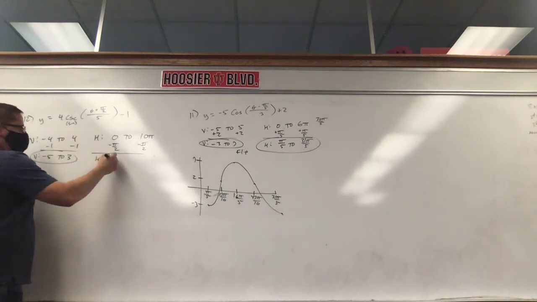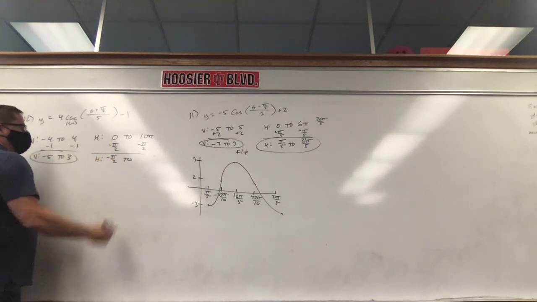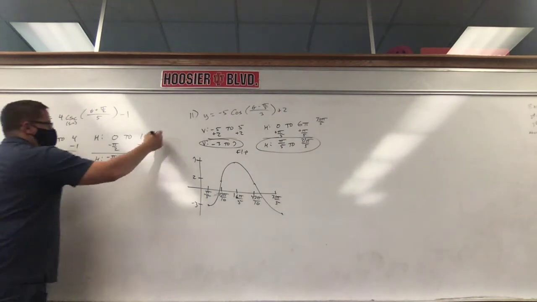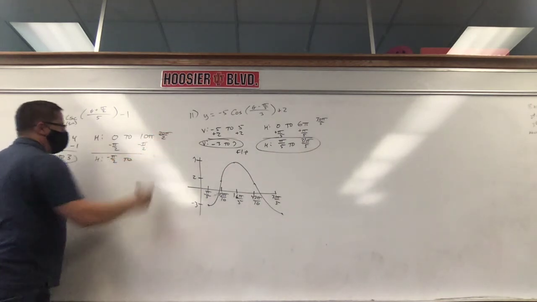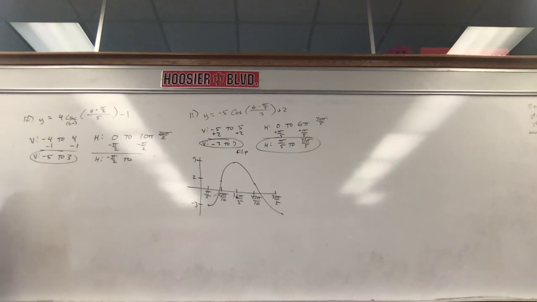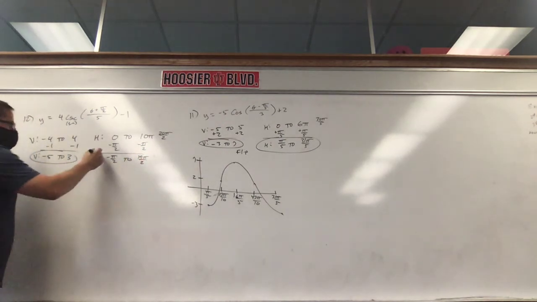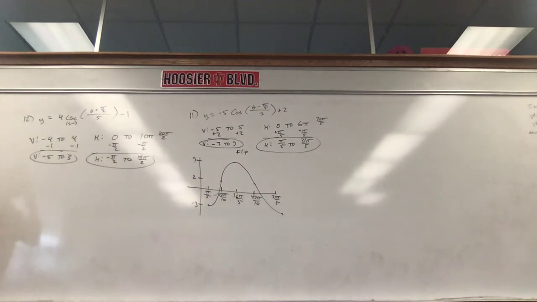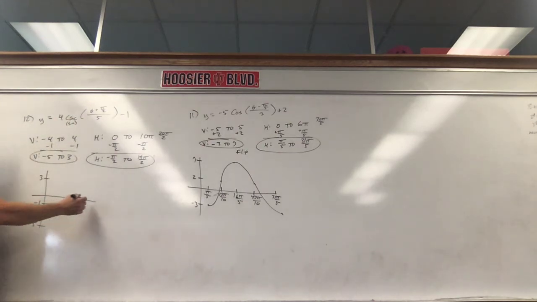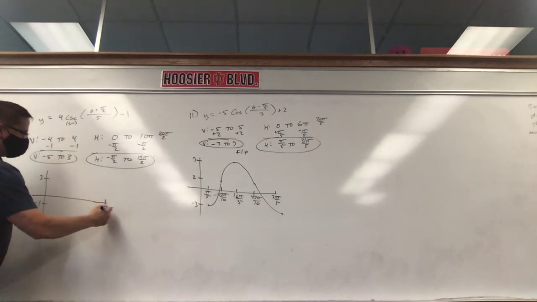0 minus pi over 2 is negative pi over 2. 10 is the same as 20 halves, 20 over 2. 20, take away 1, is 19 pi over 2. Okay, so I'm going to get as high as 3, as low as -5, and the midpoint is -1. Okay, we're ending at 19 pi over 2.